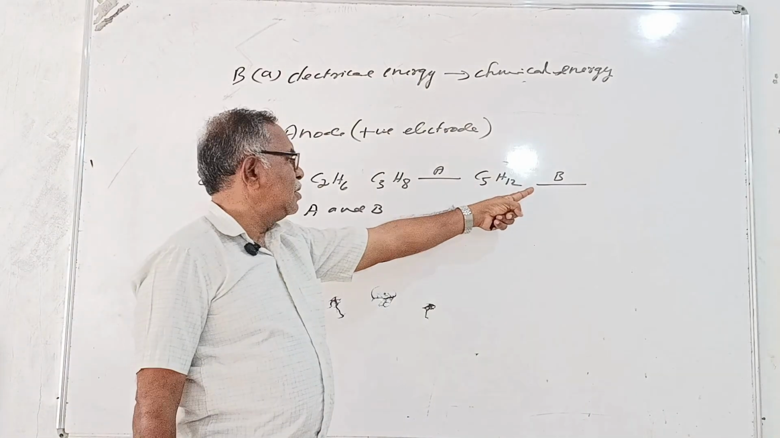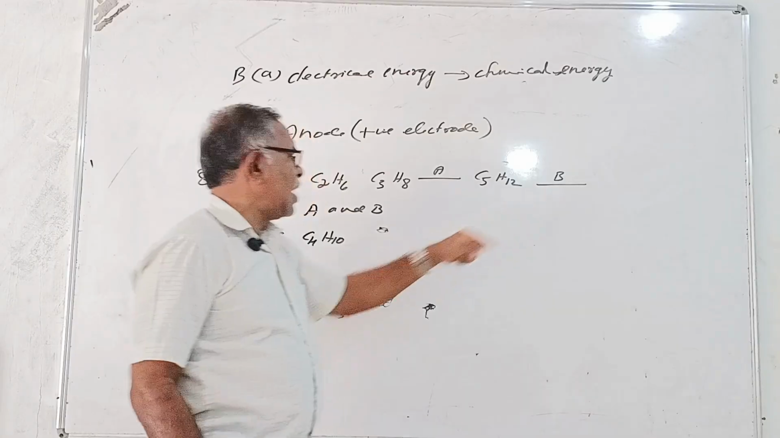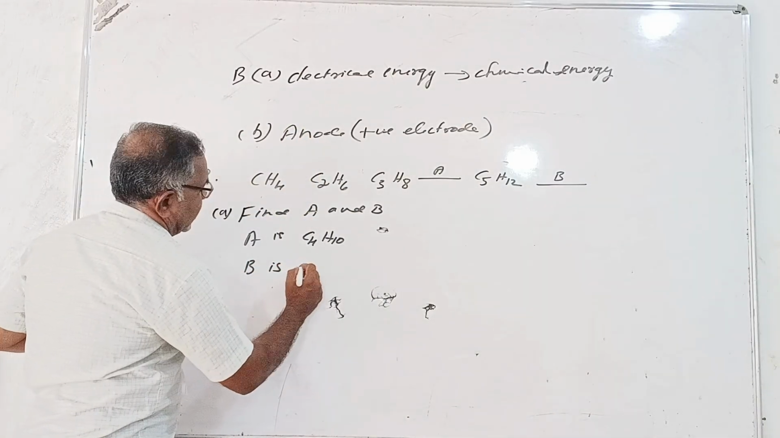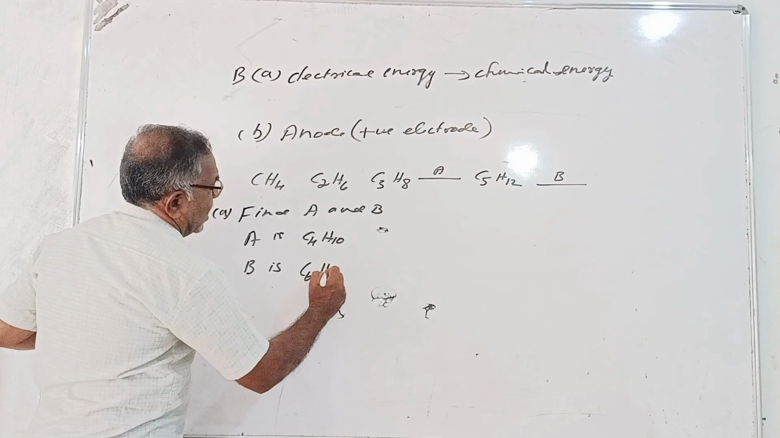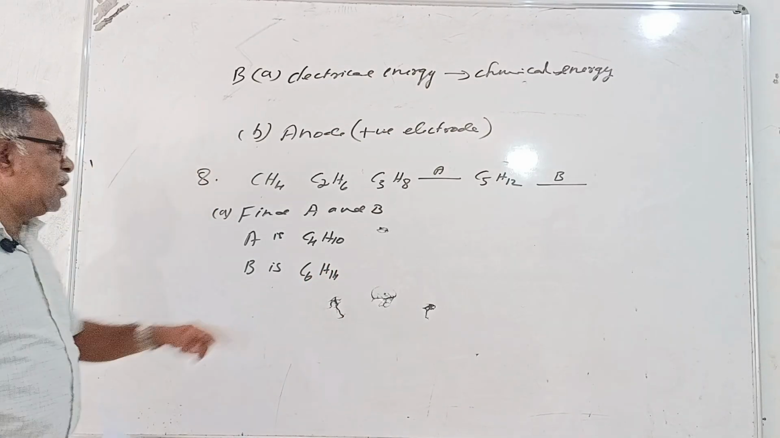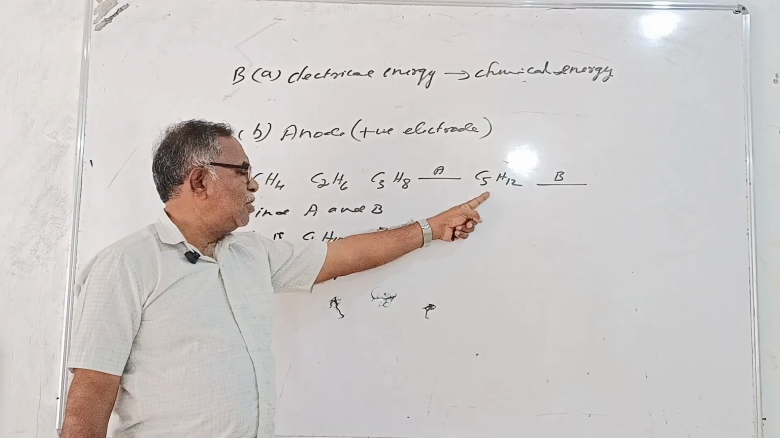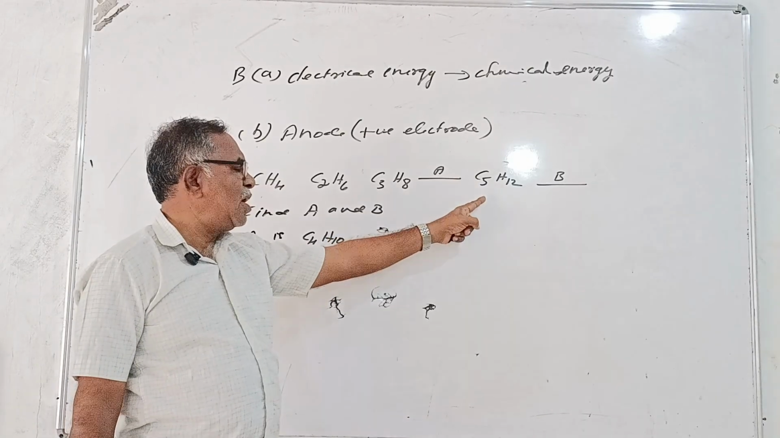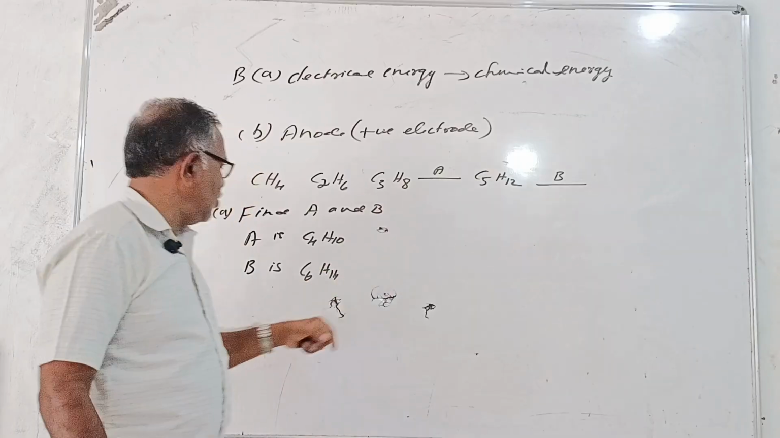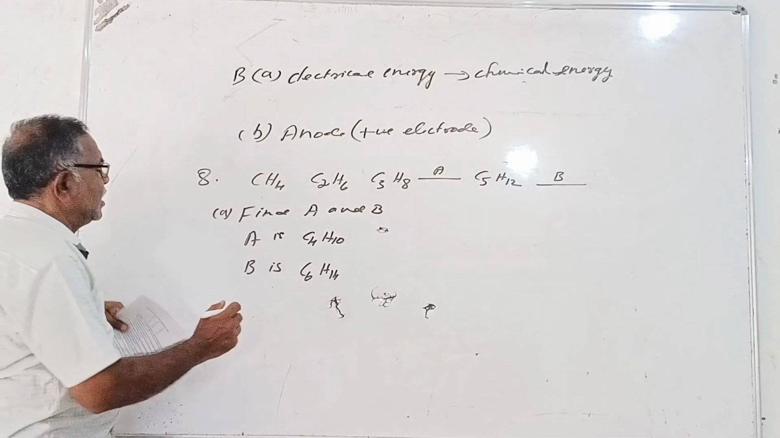Again there is a CH2 difference, so we can write B is C6H14. CnH2n+2: if carbon is 5, hydrogen is 12. That is, carbons n, hydrogens 2n plus 2. C3H8 also follows 2n plus 2. So we can write the general formula.